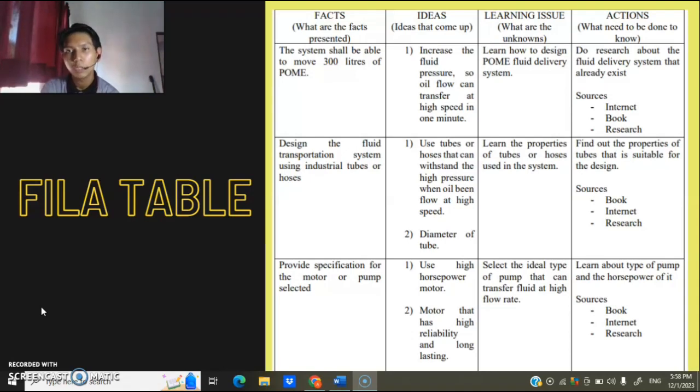For the learning issues, we learn how to design a POME fluid delivery system. The second one is we learn the properties of tubes or hoses that are used in the system. The third one is we select the ideal type of pump that can transfer fluid at a high flow rate. The actions that need to be done are, first, we do research about fluid delivery systems that already exist, and we will compare them to the design that we make. The second one is to find out the properties of tubes that are suitable for the design. And the last one is to learn about the type of pump and the horsepower of the design.